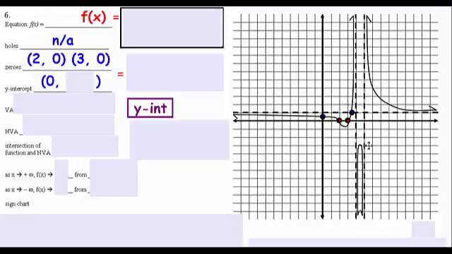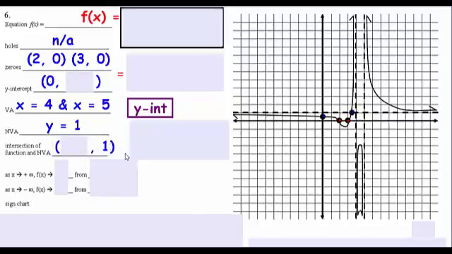And we can see 2 vertical asymptotes, one at 4, one at 5. We'll write those equations. And we can see our non-vertical asymptote here at y equals 1. And so with that, we know that the intersection with the NVA will have a y value of 1. We just don't happen to know the x value yet.